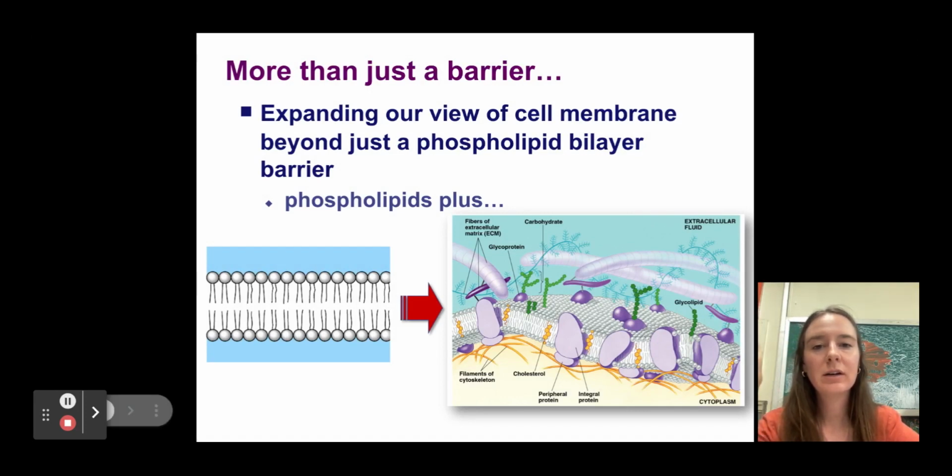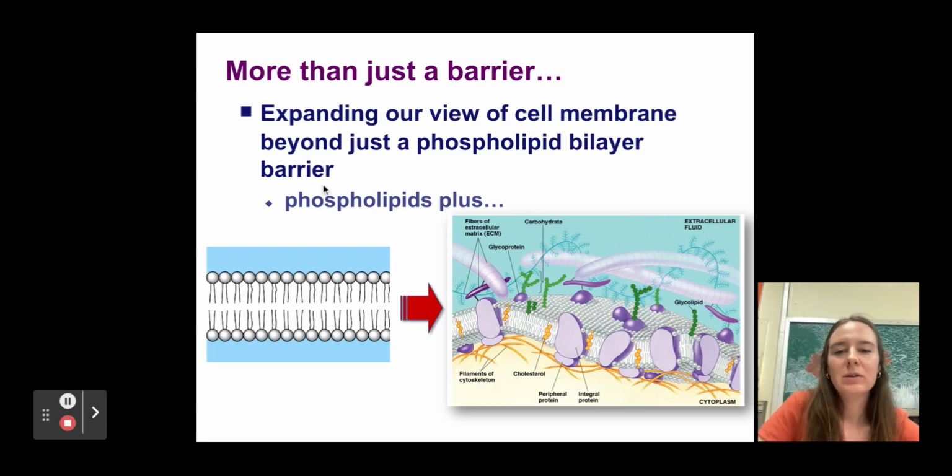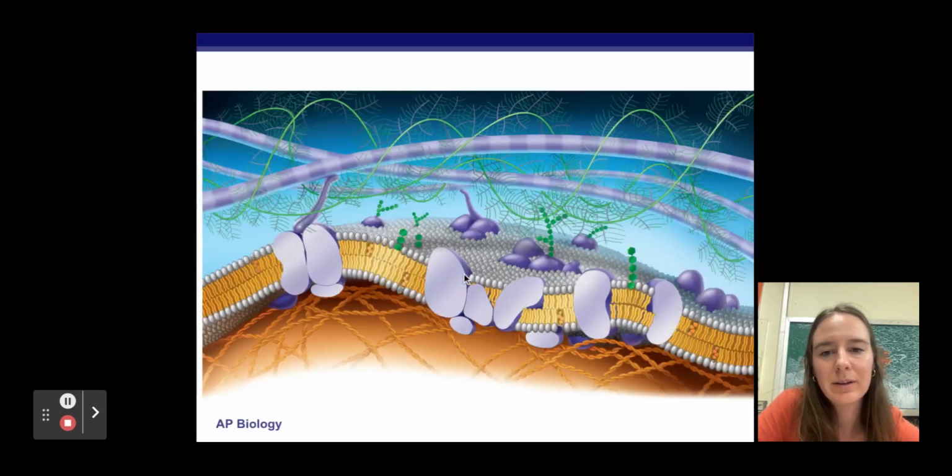And scientists are still learning more about the membrane of cells. They learn more every year. And so it's not just these phospholipids. It actually includes a bunch of other things. So let's take a little tour of the membrane.